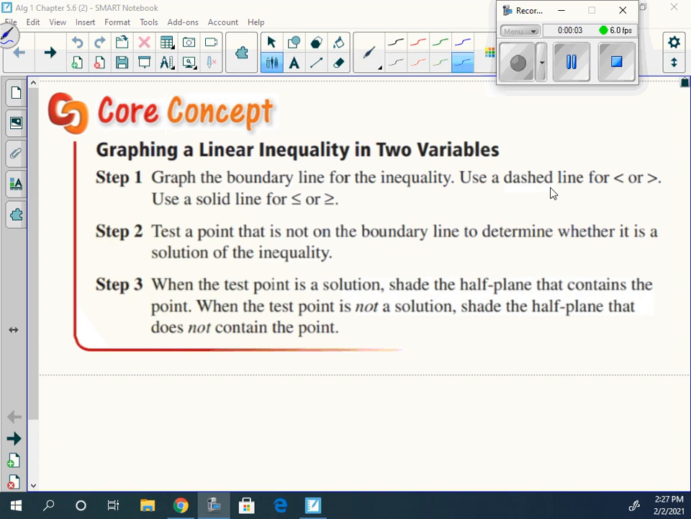Okay, so if we're graphing a system of linear inequalities in two variables, first thing we're going to do is graph the boundary line for the inequality. Use a dashed line for greater than or less than, use a solid line for less than or equal to or greater than or equal to.